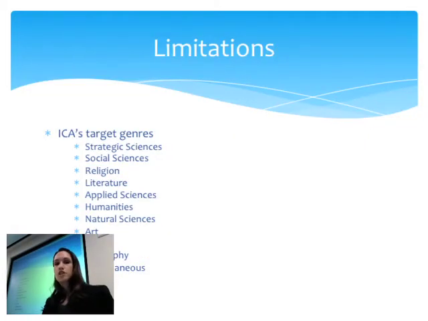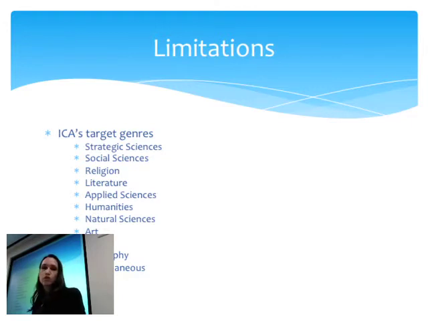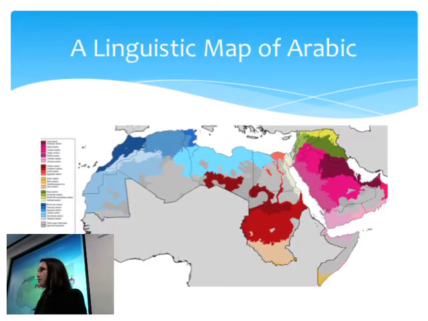These are ICA's target genres. I'm going to skip through this because I mentioned in the paper the issues with corpora that are based only on standard Arabic. And I don't need to belabor the fact that Arabic is very heterogeneous.